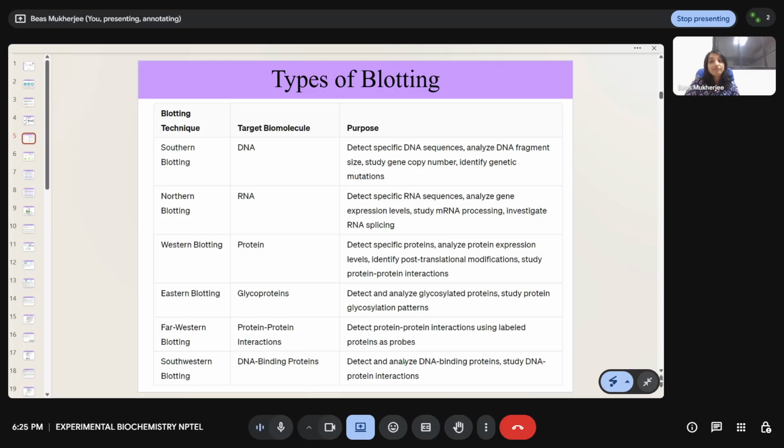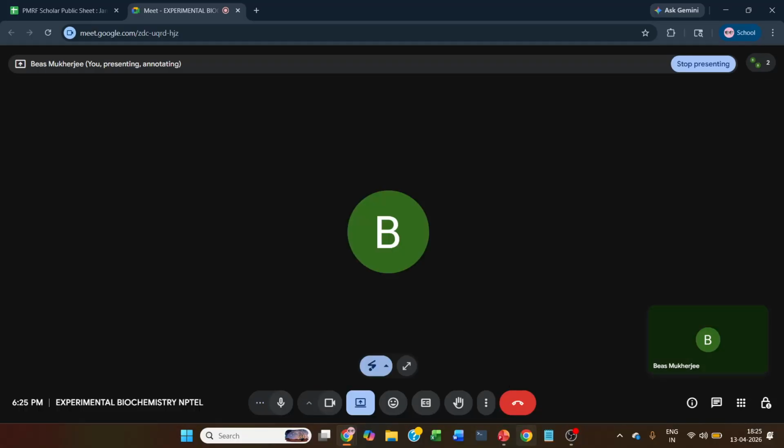Okay. Now we have far western blotting. For far western blotting, protein-protein interactions are detected using this. Labeled proteins are used as probes. We will study all of these techniques in detail. Now we have southwestern blotting. Here, DNA-protein interactions are studied. Okay, right. So let's start with the different techniques.